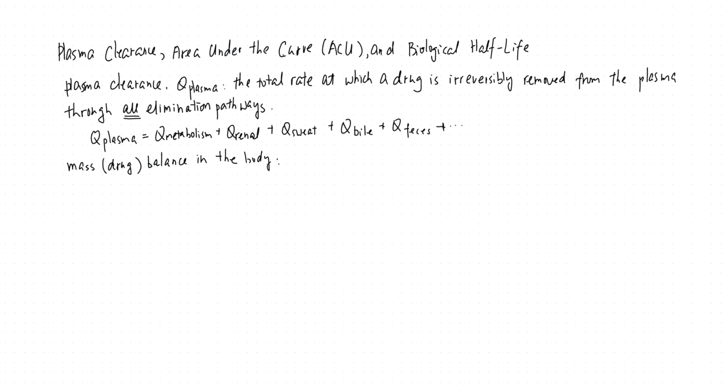So the analysis remains exactly the same. The only thing that changes is we replace Q renal with Q plasma in this case. So we have V apparent. If you forgot what we discussed last time, make sure you review the last video. So V apparent multiplied by dC total dt is now equal to minus Q plasma times C total. That's all we need, and we still have the same initial condition.